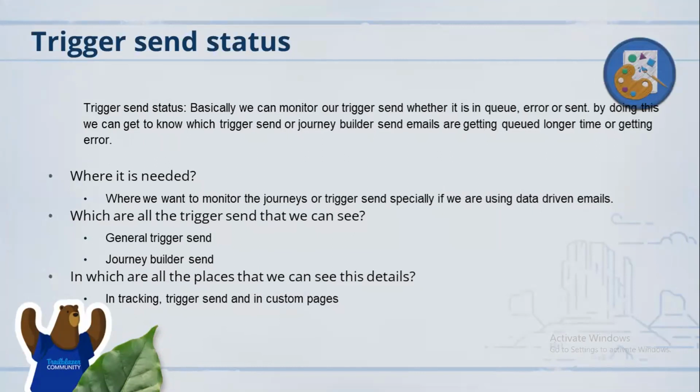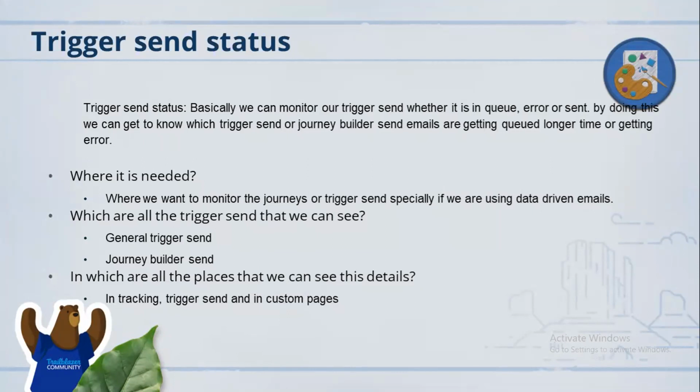So first, I'm going to present on the trigger send status. Basically, in trigger send status, we're going to monitor the trigger send, whether it is in the queue, error, or sent. By doing this, we can get to know which trigger send or Journey Builder send emails are getting queued for a longer time. And if there is any error, we can monitor that as well.